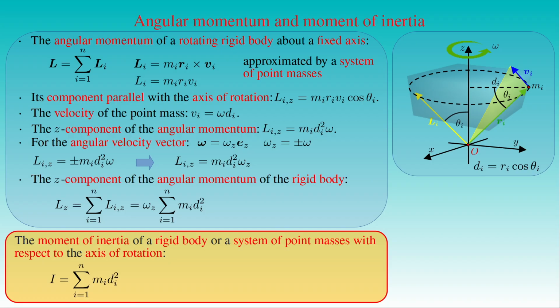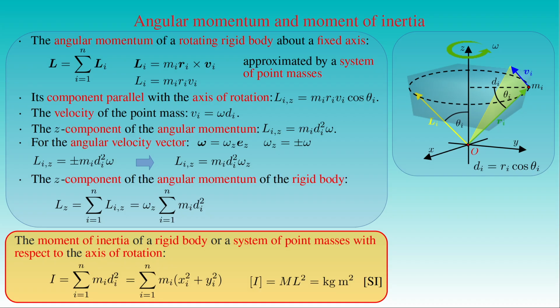Its definition shows that the greater the mass of the point masses and the greater their distance from the axis of rotation, the greater the moment of inertia of the point masses distributed around the axis. In Cartesian coordinates the square of the distance di of the point mass mi from the z-axis is given by the sum of the squares of the x and y coordinates of the point mass mi. The unit of the moment of inertia I is the unit of mass times the square of the unit of length, that is kilogram times meter squared in SI units.